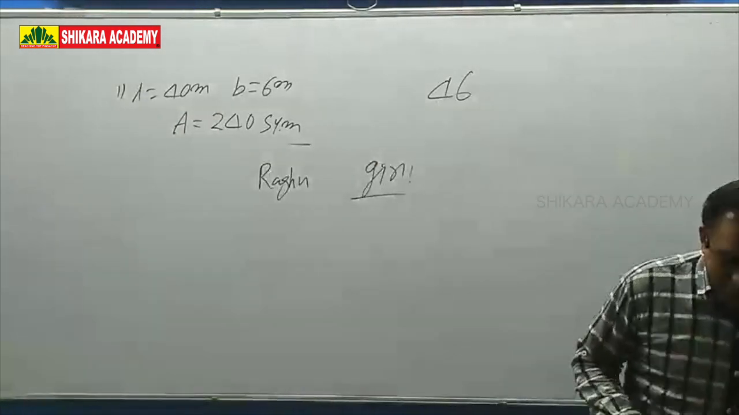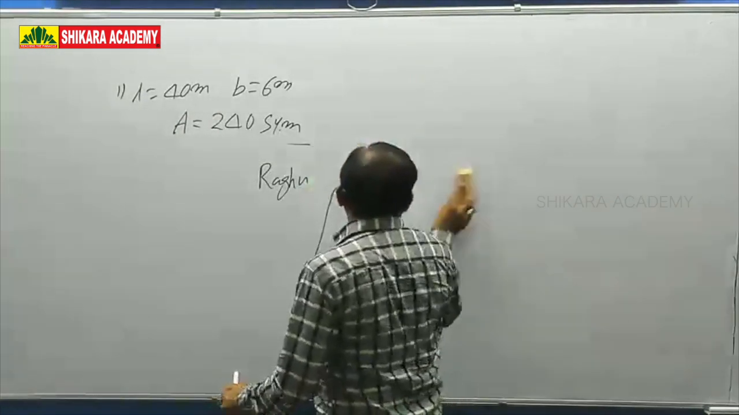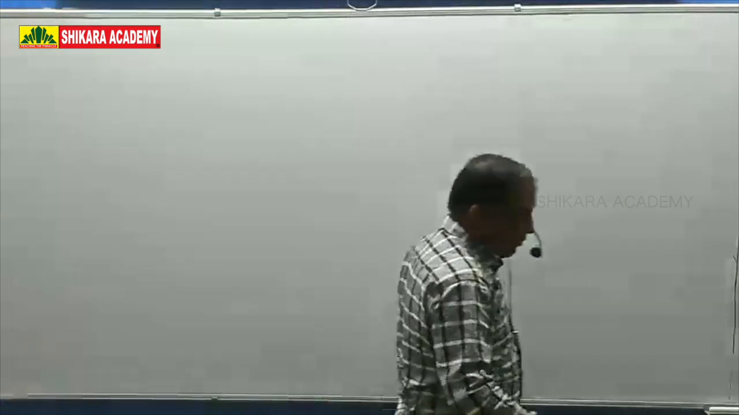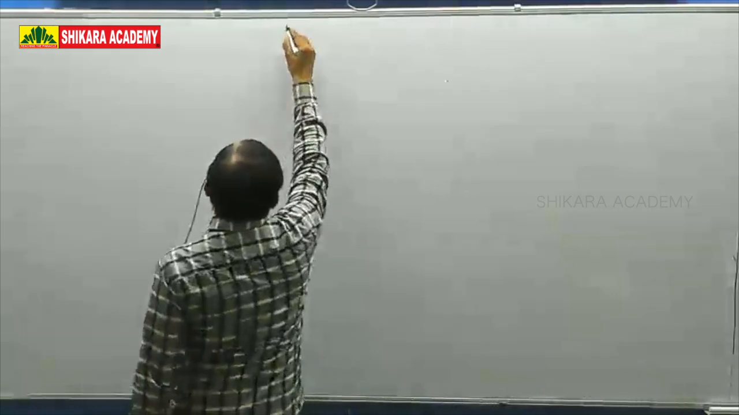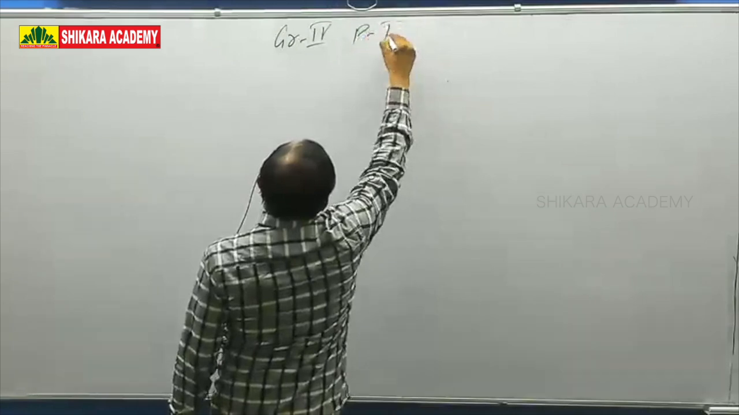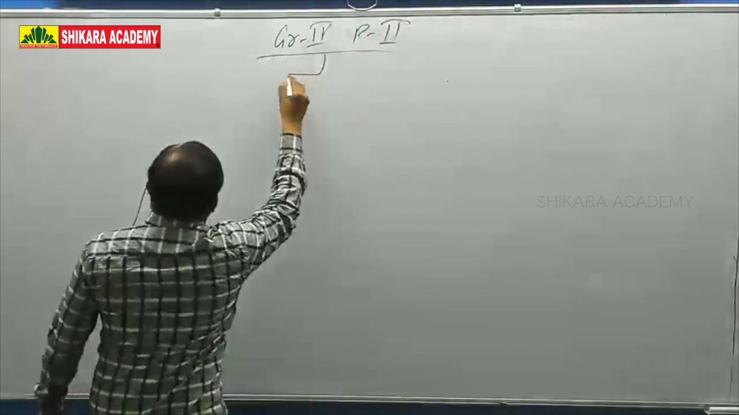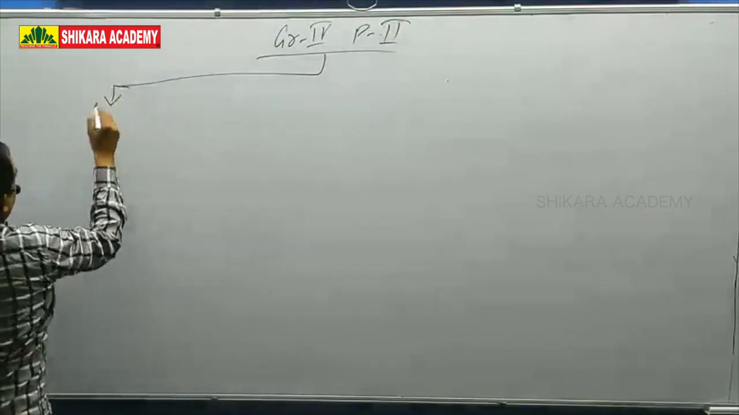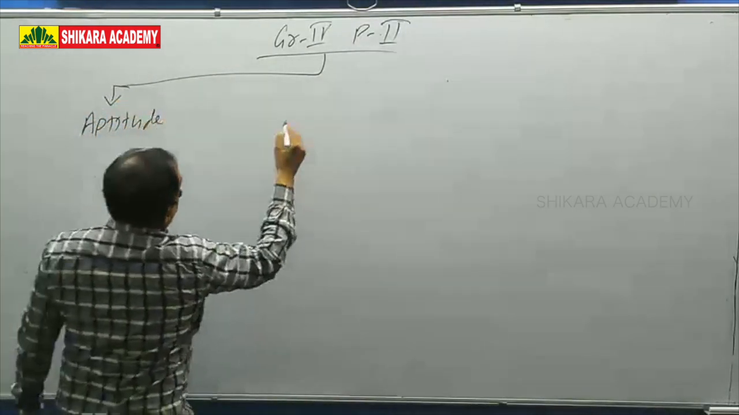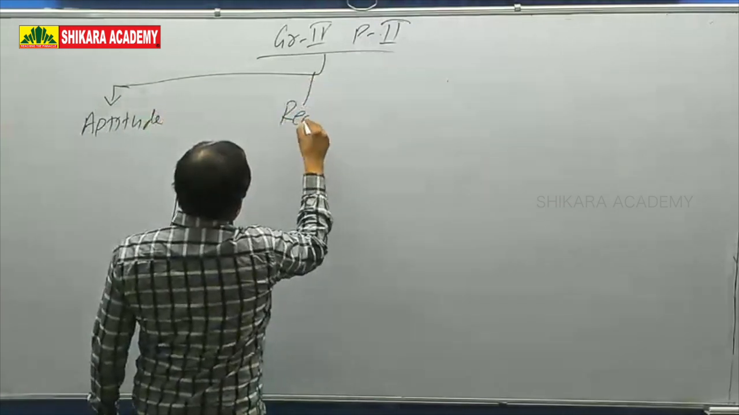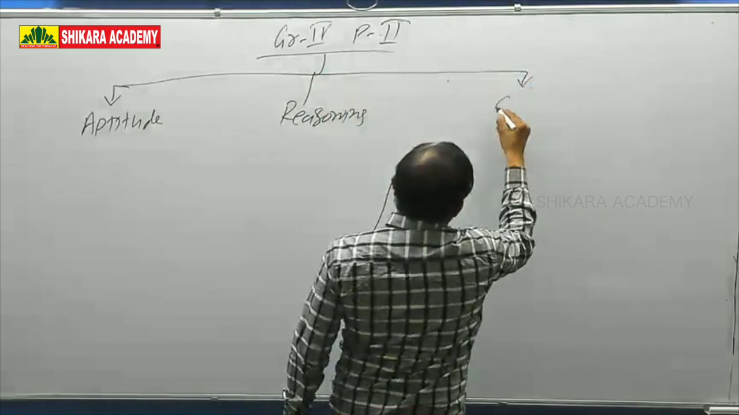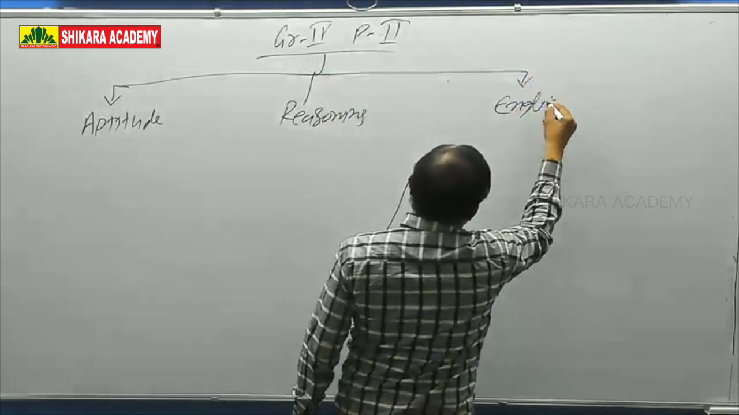Now, in the examination, the Group 4 Paper 2 question is divided into some parts. First one is aptitude. Second one is reasoning. Third one is the English part.